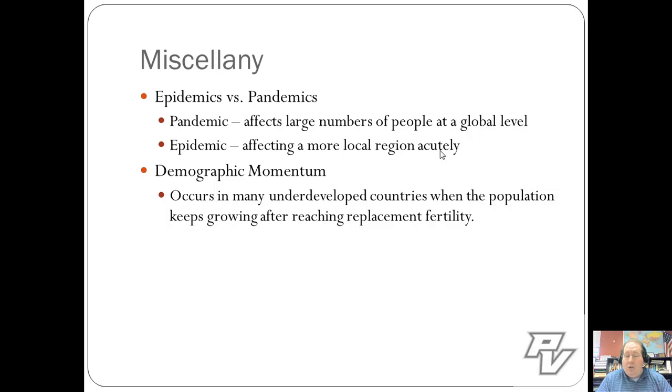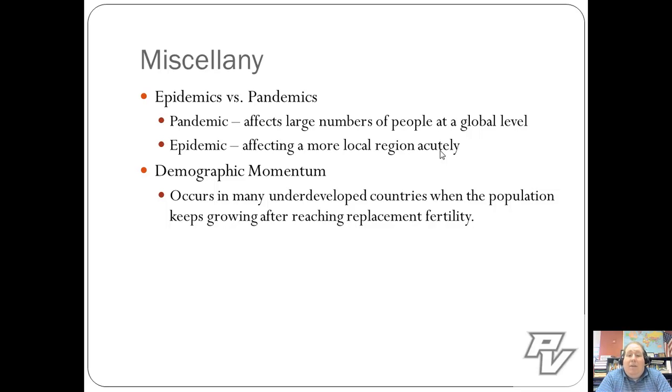But you need to also remember the difference between an epidemic and a pandemic. An epidemic will happen in a more local region. If, for example, everybody at school catches the flu at the same time, you might call that an epidemic, although it's a very local region. But then you have pandemics. Pandemics will affect large numbers of people at a global level. The key is that it's going to be people in very different areas of the world and at different age groups, economic groups, etc. Don't forget the difference between the two. It's all about scale.